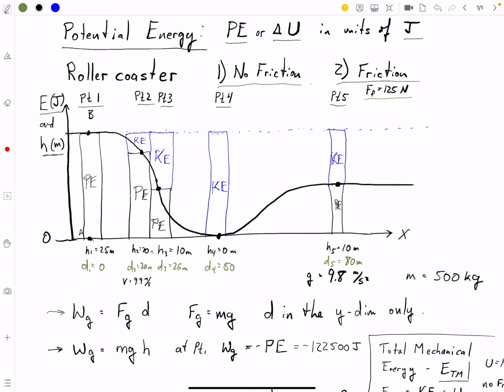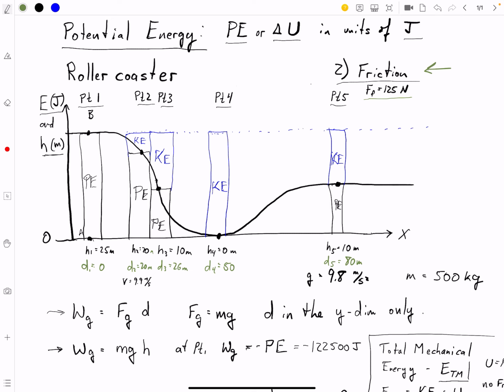Okay, guys, we're back. So here's the thing. We did it. We created our table without friction. And now we're going to do it with friction. So here we are doing it with friction.